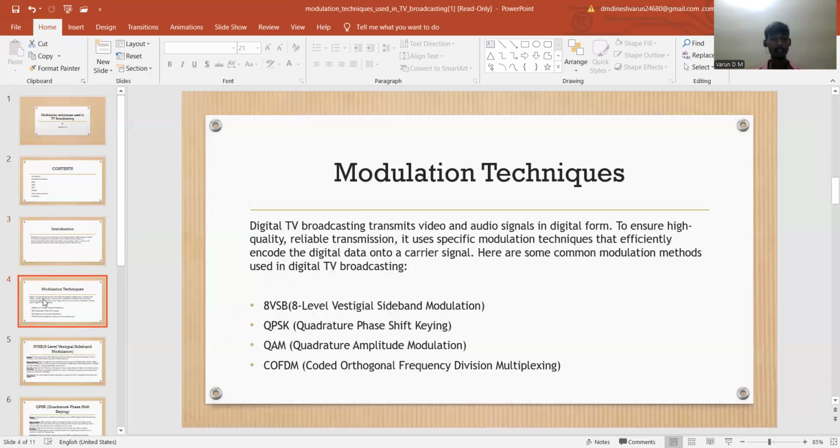Modulation techniques. Digital TV broadcasting transmits video and audio signals in digital form. To ensure high quality, reliable transmission, it uses specific modulation techniques that efficiently encode the digital data onto a carrier signal. Here are some common modulation methods used in digital TV broadcasting: 8VSB, that is 8 level vestigial sideband modulation, QPSK, quadrature phase shift keying, QAM, quadrature amplitude modulation, and COFDM, that is coded orthogonal frequency division multiplexing.